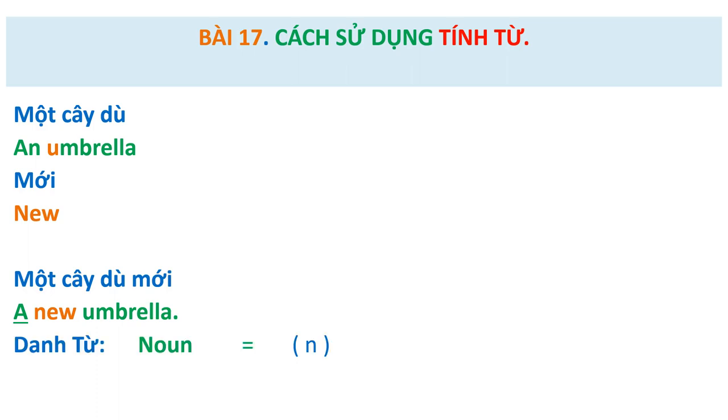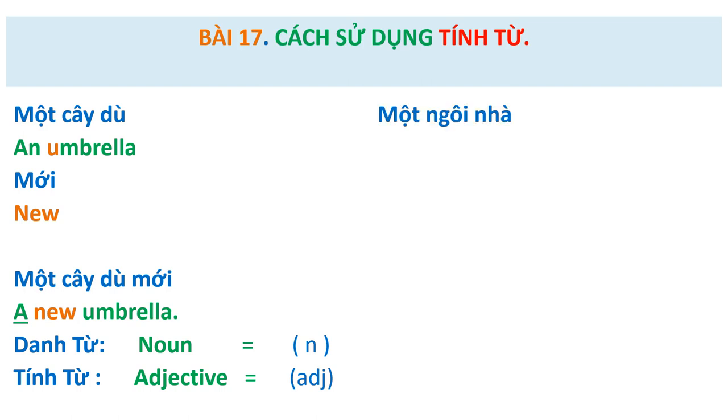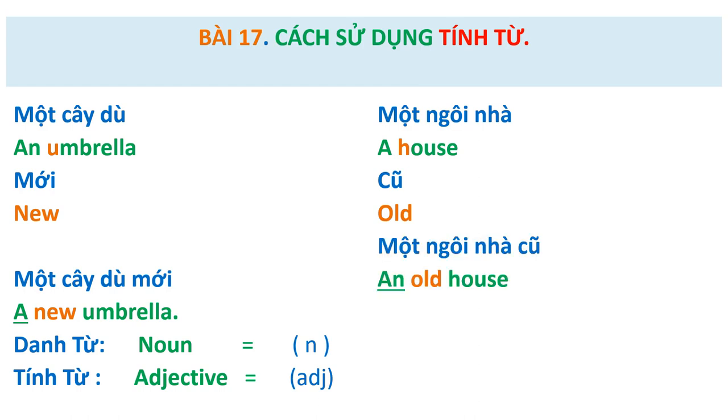Danh từ noun. Tính từ adjective. Một ngôi nhà. A house. Cũ. Old. Một ngôi nhà cũ. An old house. Như vậy, chúng ta có nguyên tắc: tính từ đứng trước danh từ.